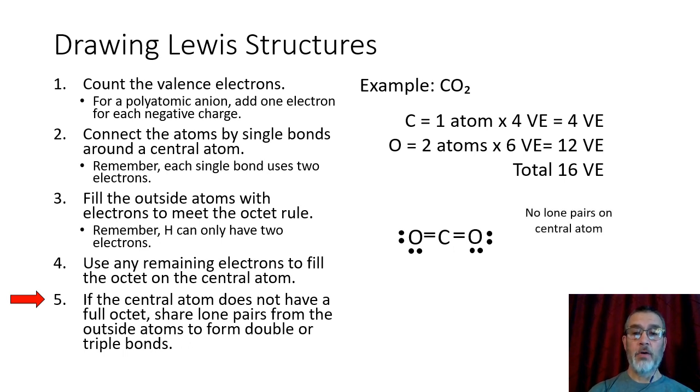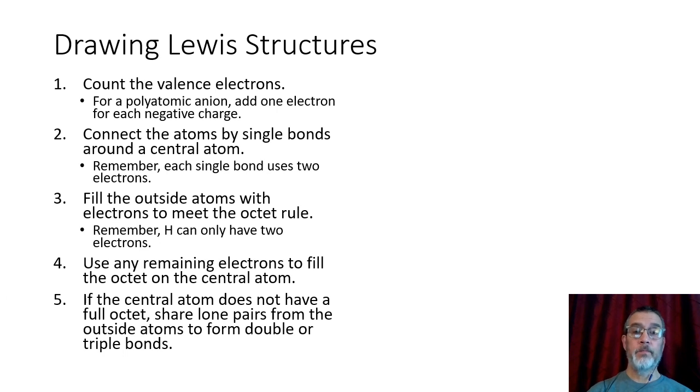And you'll notice that there are no lone pairs on the central atom. All I have on that central atom are bonds, so there are no loose lone pairs available on that central atom, which would affect the structure of carbon dioxide moving forwards.